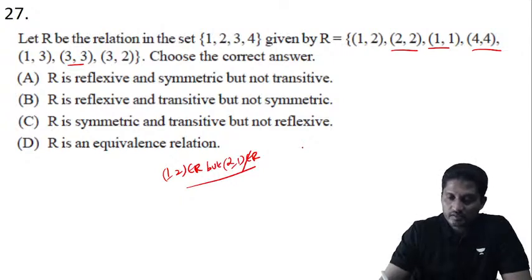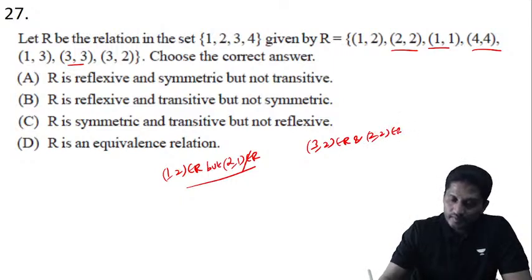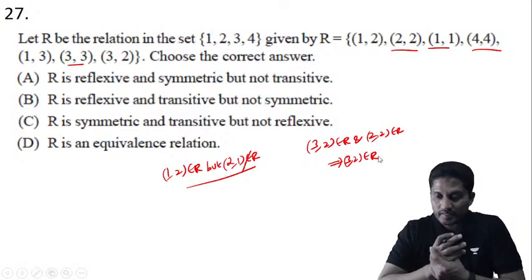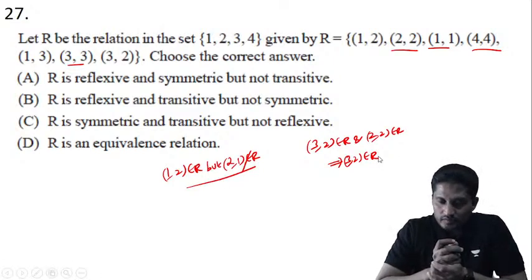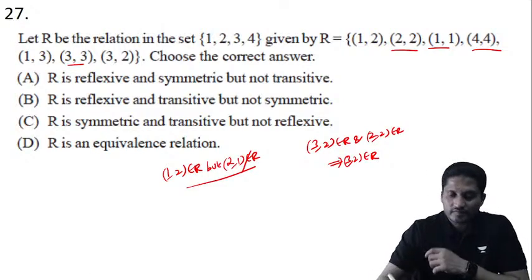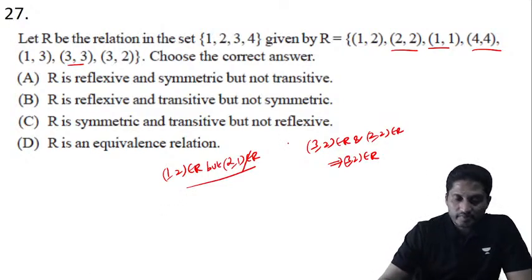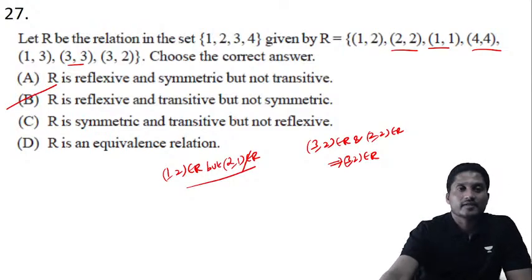3 2 belongs to R, and 2 2 belongs to R, which implies that 3 2 belongs to R. Okay, it should be transitive. Yes, it is reflexive and transitive but not symmetric. Answer is option B only.